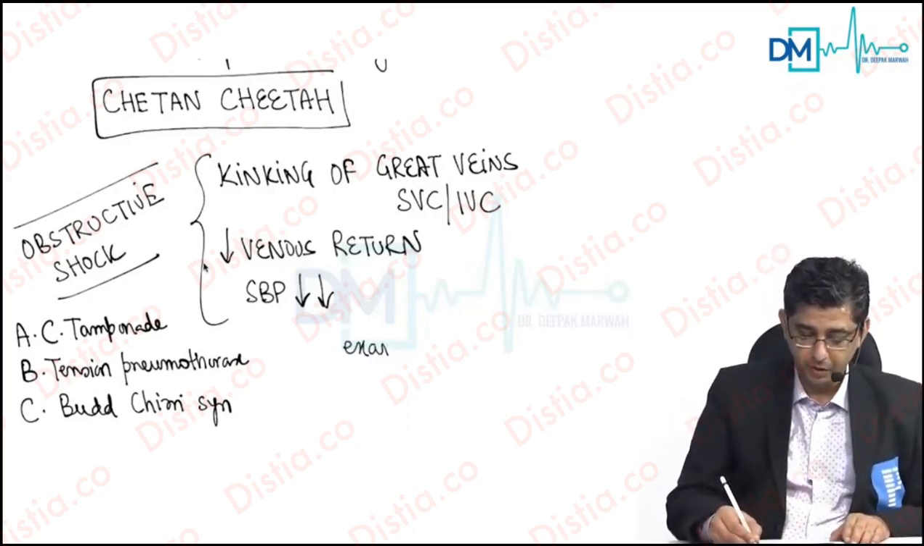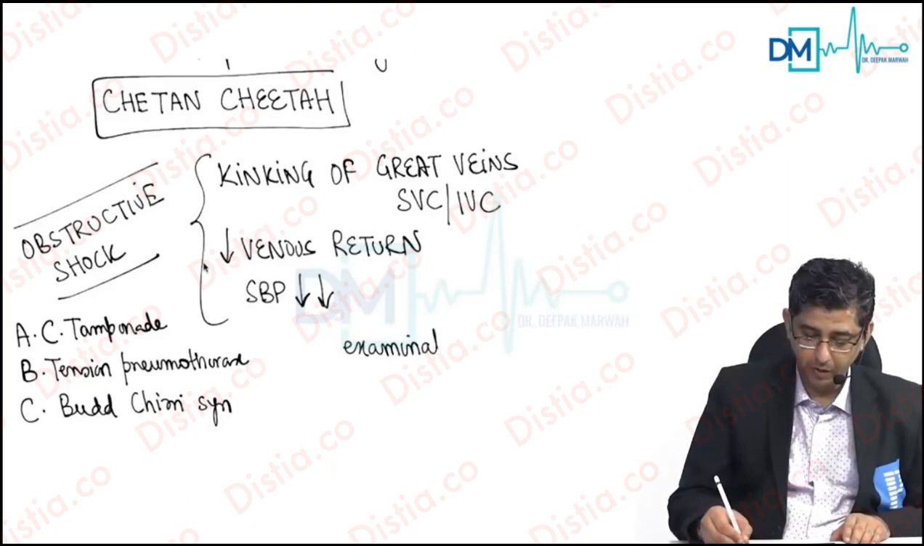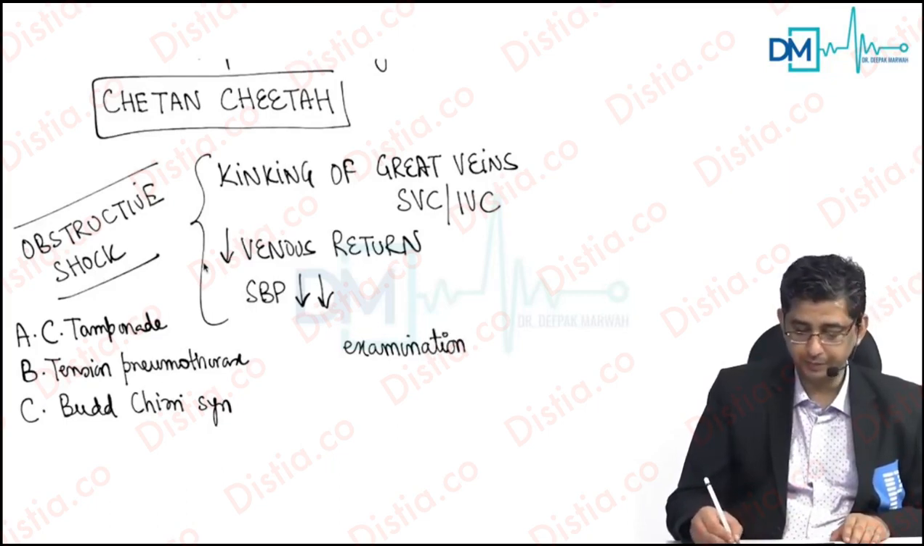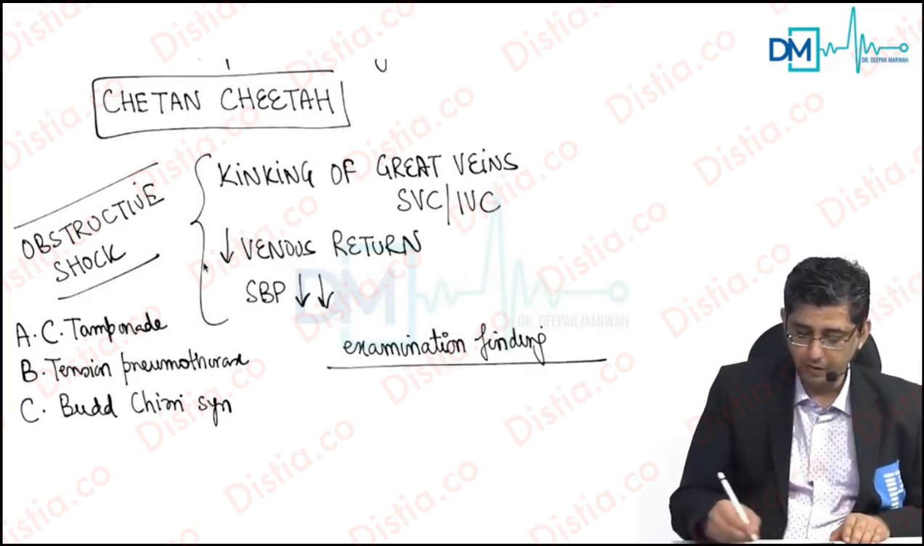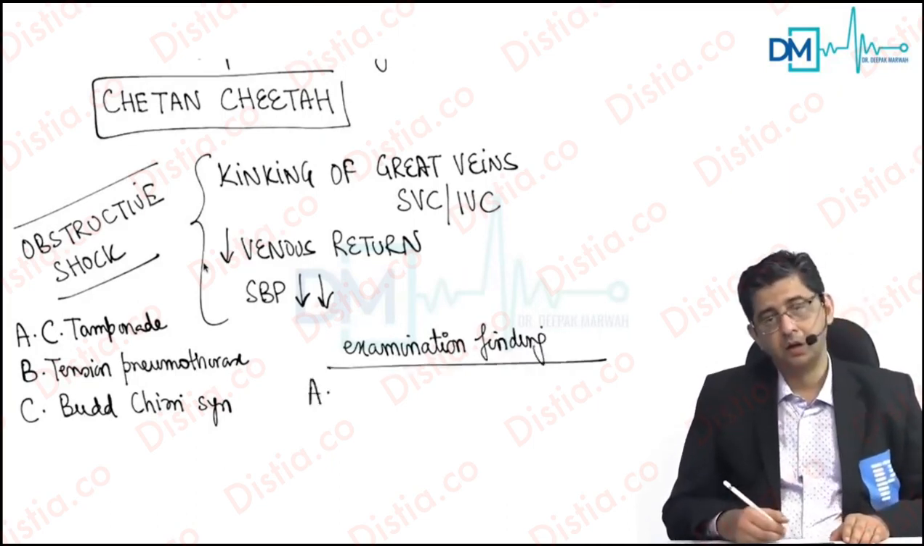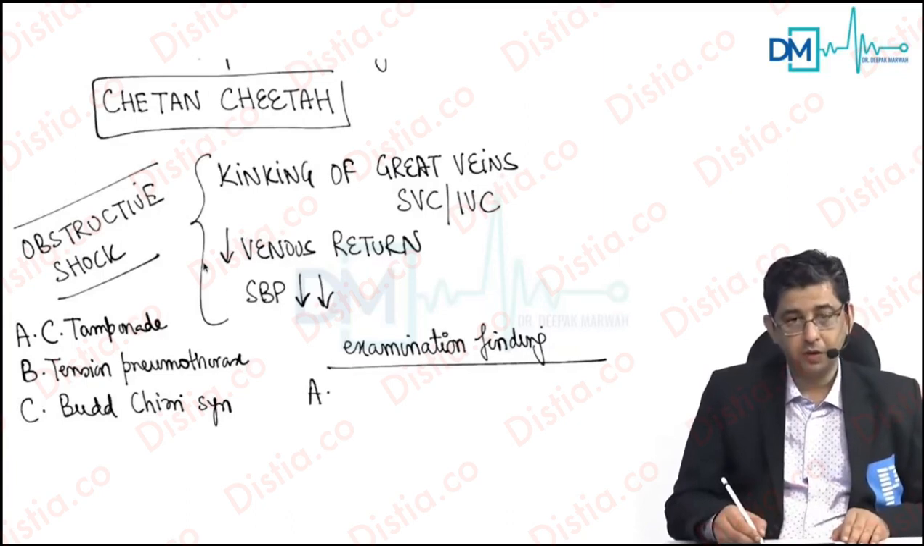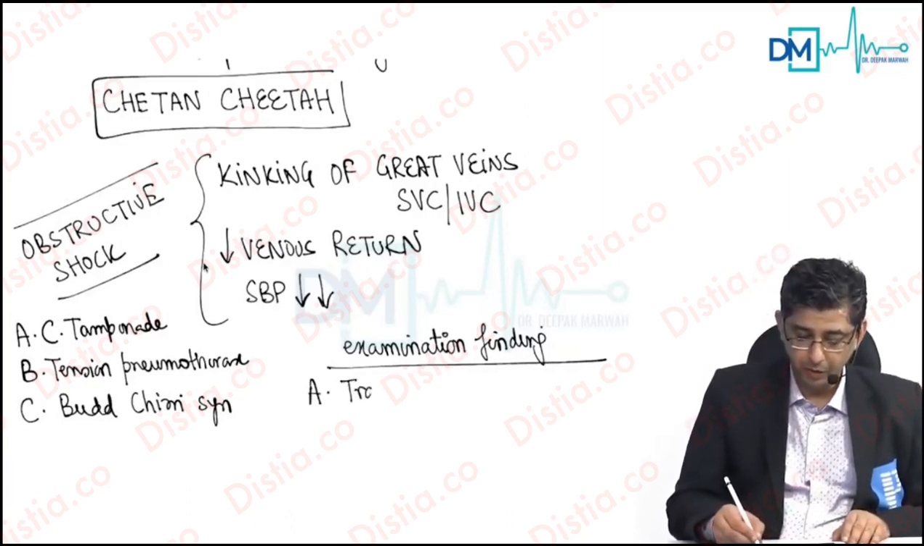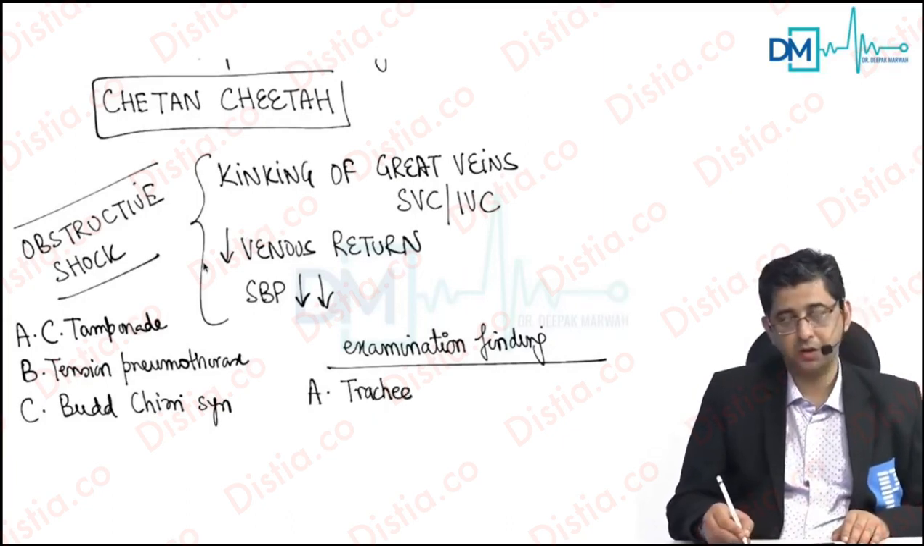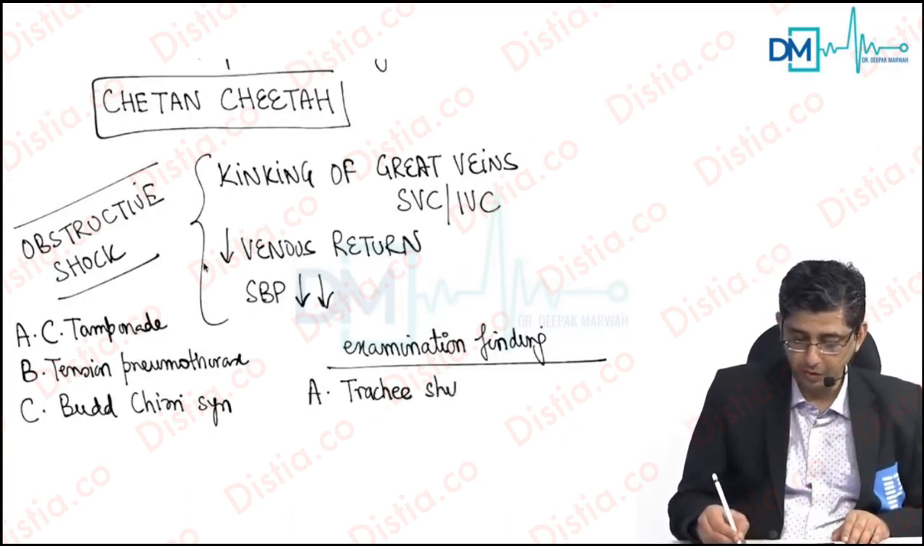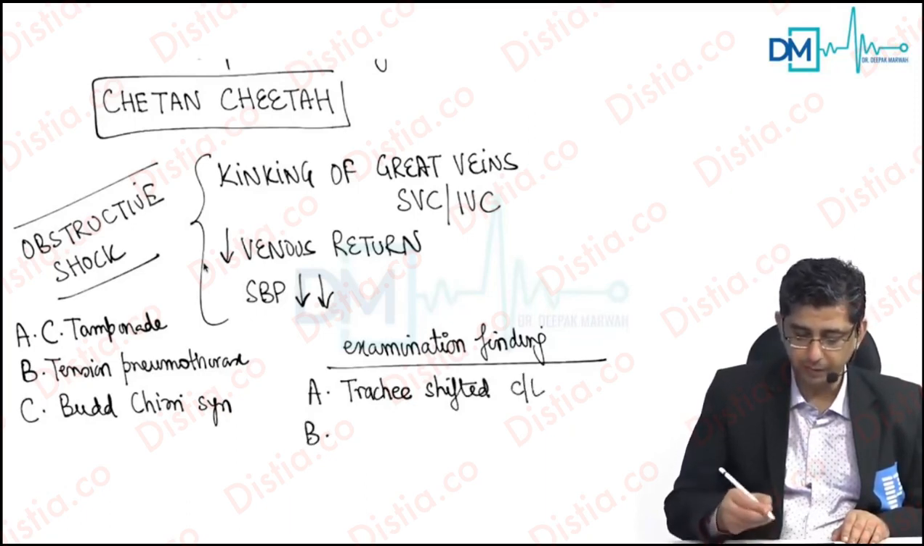Examination findings in tension pneumothorax. The doctor attending to this brave soldier would have found the following findings. When he evaluated this patient, he would have noticed that the trachea would not be in the middle, in the suprasternal notch. The trachea would have been shifted to the contralateral side, that is, a one-sided shift of the trachea would be present.